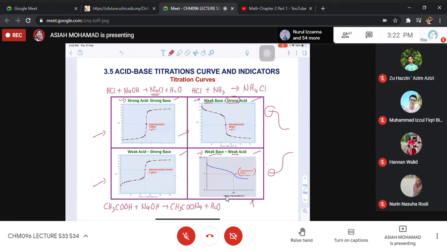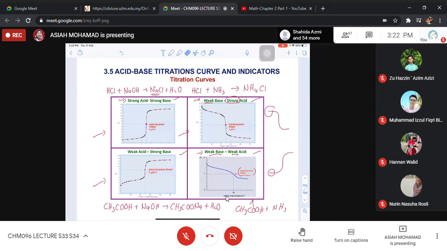For weak base and weak acid, for example, you can use CH3COOH plus ammonia. Write the product by yourself.